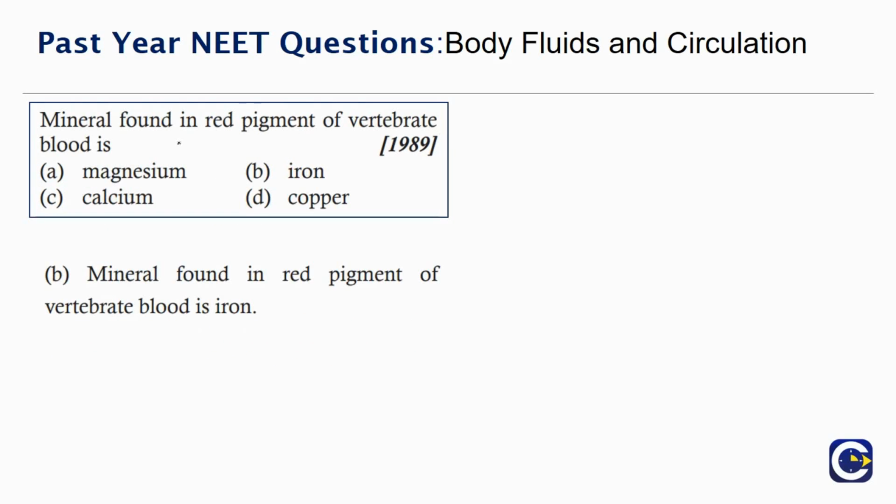The mineral found in the red pigment of vertebrates: we know hemoglobin is red in color, and it contains an important mineral, which is iron. That is why iron deficiency can cause anemia. When there is anemia, there is reduced oxygen carrying capacity, and that leads to fatigue. Iron is necessary for the hemoglobin pigment. Among the given options, magnesium, iron, calcium and copper, the answer is iron. The mineral found in the red pigment of vertebrate blood is iron.